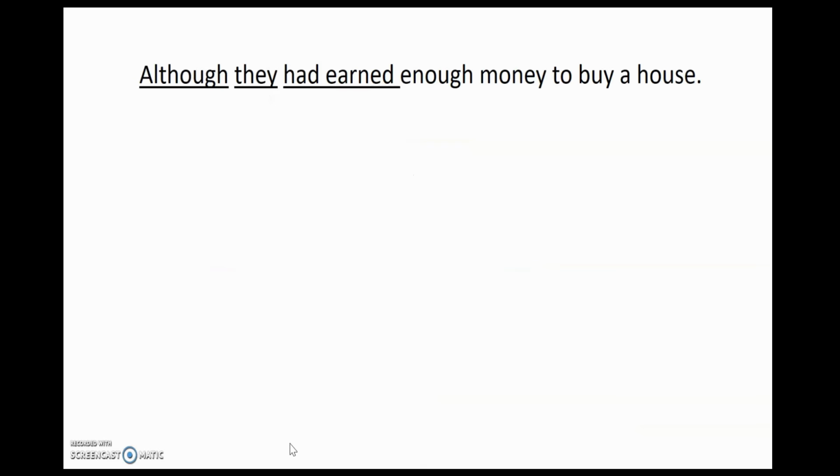Another example. Now you try. Although they had earned enough money to buy a house. All right, so as I always ask you to analyze your sentence, you're gonna find the subject and the verb first, and then see if we have any subordinators or fanboys. We have although as our subordinator, we have the subject they and the verb had earned, so together they make a DC with a period at the end. And you know, one dependent clause with a period at the end means a fragment.